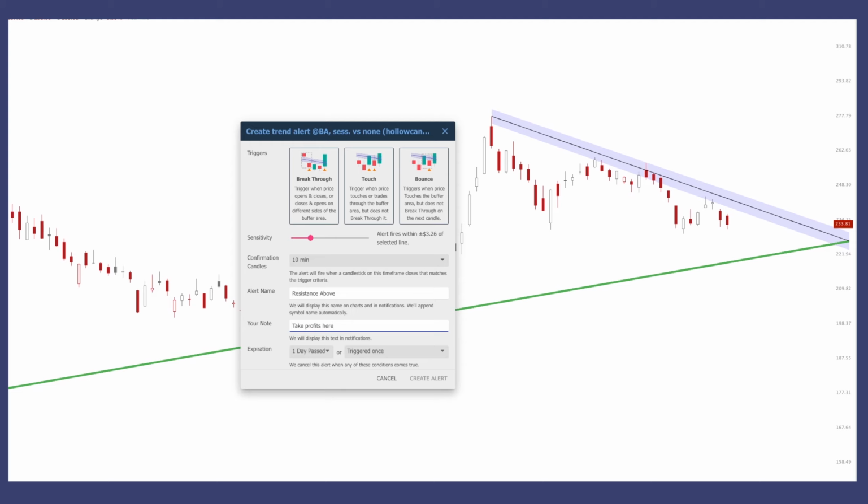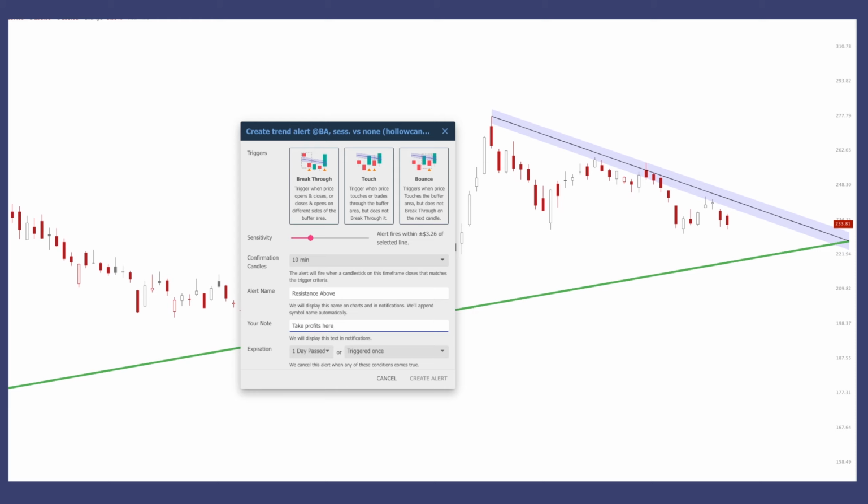So when you get your text message or your email, you'll remember, okay, this is what I wanted to do for this particular stock. Especially if you have a lot of different alerts created, you may forget exactly what you were looking at on that particular stock if it's not right in front of you. So you can add your notes here.